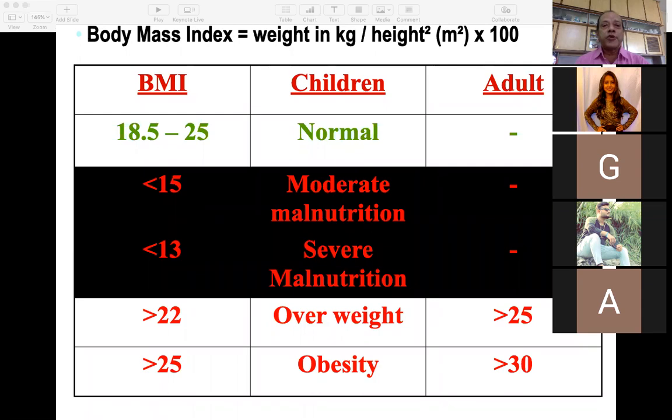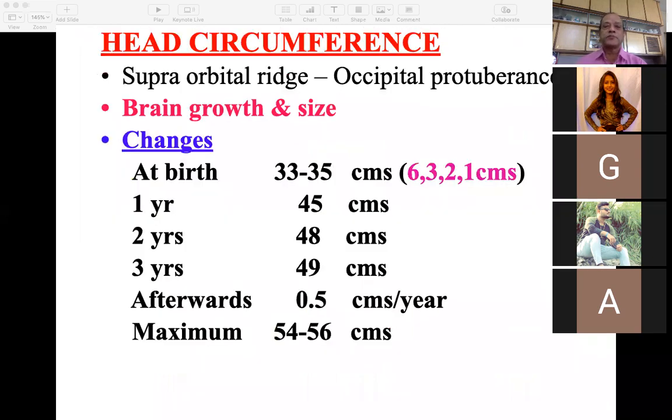Okay, another important index is what is known as BMI or body mass index, where weight in kg is divided by height squared. The height is to be taken in meters. So BMI, we will not go into detail. You can learn how to interpret BMI, and it is basically to know whether the child has normal nutrition, malnutrition, overweight or obesity, and you can remember these figures.